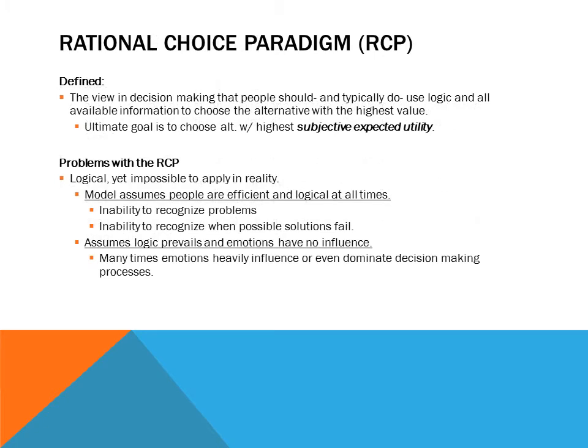First off, we've got the rational choice paradigm, also what I'm going to refer to as the RCP for short. Defined, the RCP is the view in decision making that people should, and typically do, use logic and all available information to choose the alternative with the highest value. The ultimate goal in using the RCP is to choose the alternative with the highest subjective expected utility. And the subjective expected utility is the probability of satisfaction from the choice that is made, and the goal is that we want to have the highest probability of satisfaction possible.